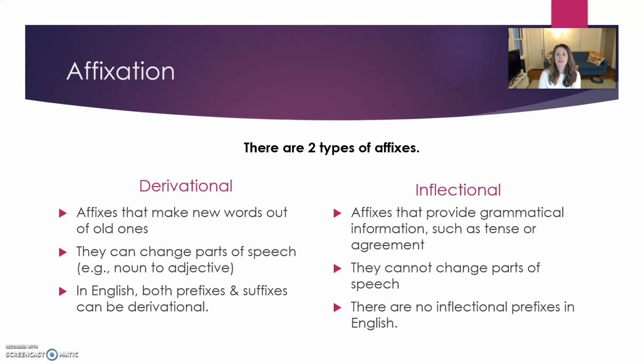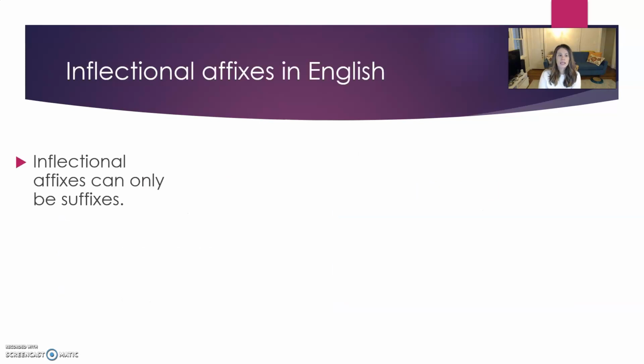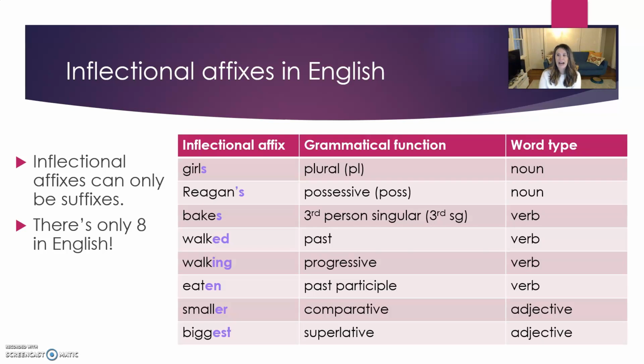Inflectional affixes are those that provide grammatical information, right? They help us understand something else that's in that sentence, such as the tense or the agreement, right? Inflectional affixes cannot change parts of speech. And there are no inflectional prefixes in English, right? So inflectional affixes are only suffixes. So in English, there are only 8 inflectional affixes.